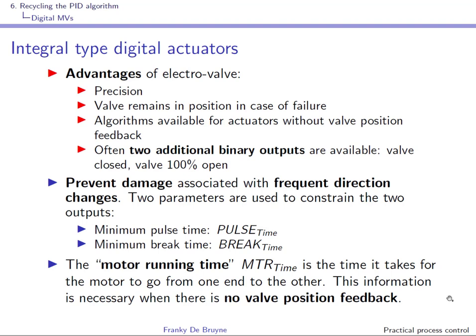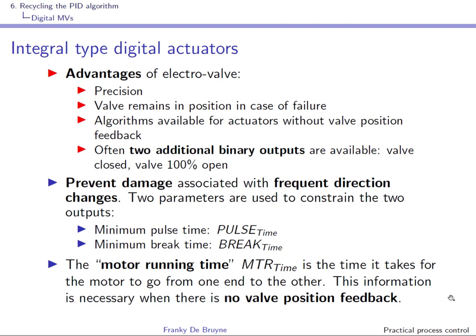For integral type digital actuators, and this is now in general, we want to prevent damage associated with frequent, well, state changes, going from open to close or close to open without going through the stop state. You will find these kind of limitations in mechanical systems to mitigate inertial effects, and in electrical systems to, for instance, limit shortcut currents in transistors.